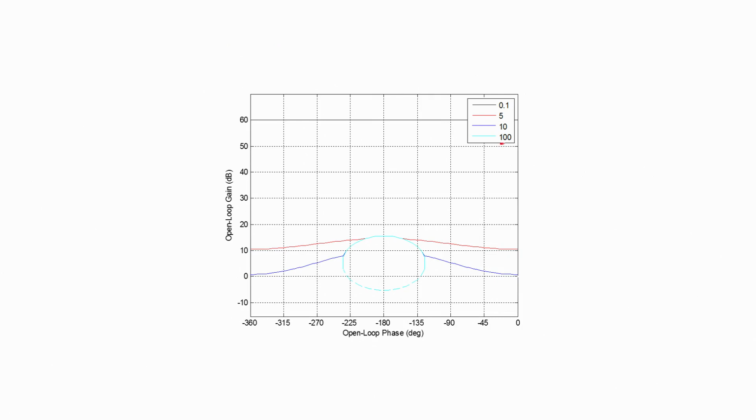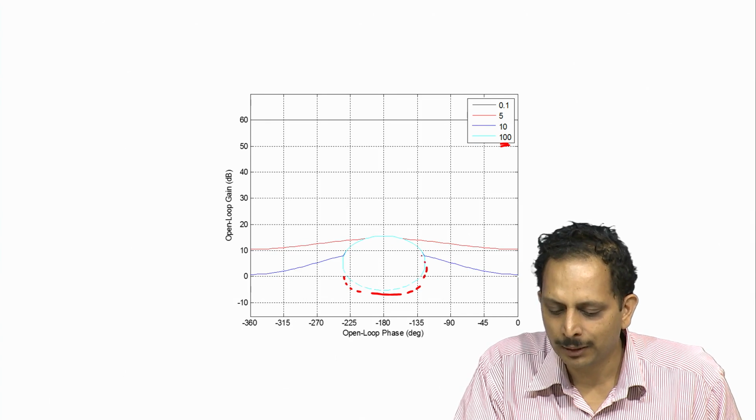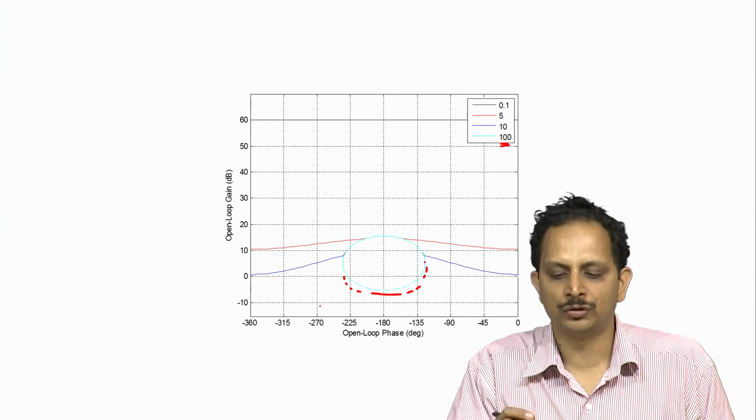So we have picked one more frequency, namely 100 radians per second, and at this frequency we are not concerned about performance at all, we are concerned only about stability. So we have therefore indicated that stability consideration by means of this cyan colored closed curve.